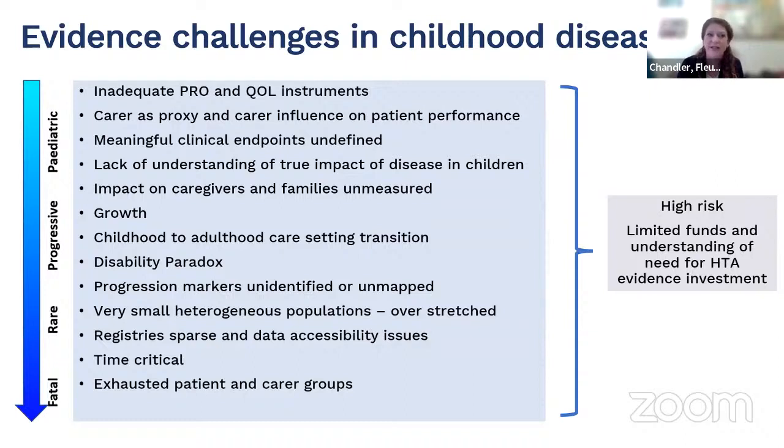As you get into the rare space, you've got very small heterogeneous populations who are overstretched. Registries are very sparse and data is hard to access. And then as you get into the fatal stage or the really progressive diseases, time is absolutely critical. And then you have these exhausted patient and carer groups who cannot keep giving into clinical trials. So all of that means that it's quite high risk for industry to go and try to find this evidence. And there is limited funding and understanding of the need for specific investment in HTA evidence, because we're looking very much at the clinical side of things rather than the economic side of things.